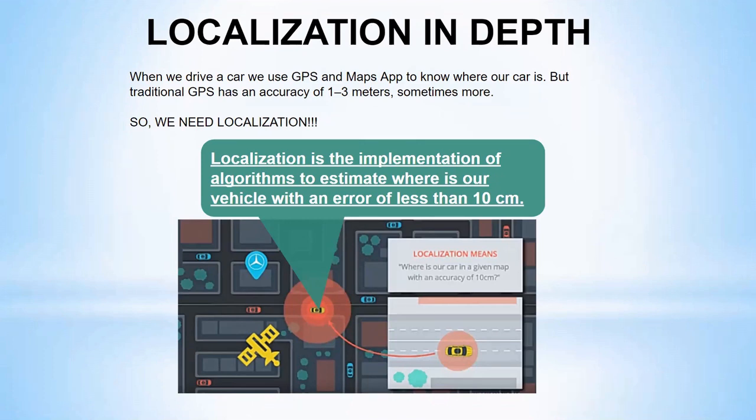When we drive a car, we usually use a GPS or a Maps app to know where the car is. But GPS actually has an accuracy of 1 to 3 meters or sometimes even more. This wouldn't work for a self-driving car since this is the width of a lane and the car can drift off from its lane, which can be dangerous and lead to accidents. A self-driving car needs to have a much higher accuracy, even less than 10 centimeters. So there comes in localization. Localization means knowing where am I, and this is critical for a self-driving car as at every instant it needs to know where in the world it is.